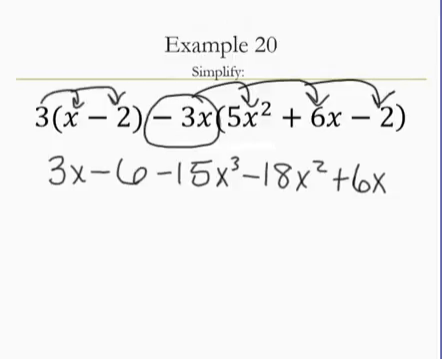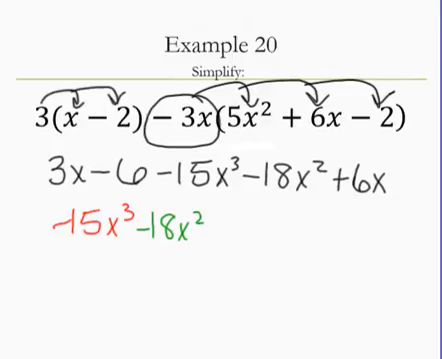Once we're done with the distribution, we need to group our like terms together, starting with our highest exponent. In this case, that's the negative 15x to the third, because 3 is our highest exponent. I don't see any other x to the thirds, though, so I'm just going to bring that down. My next highest exponent would be a 2, and I do have an x squared, so I'm going to bring that down as well. But I don't have any other x squared, so there's nothing to group it with.